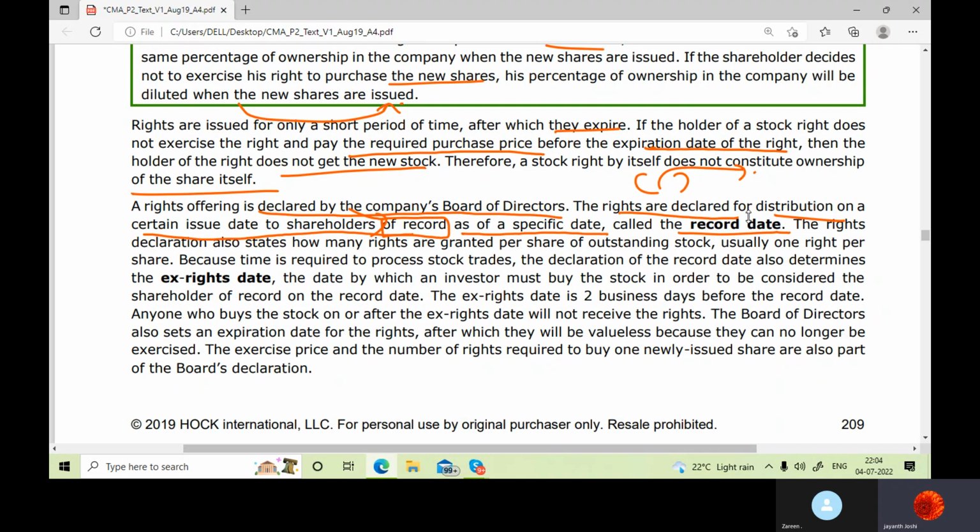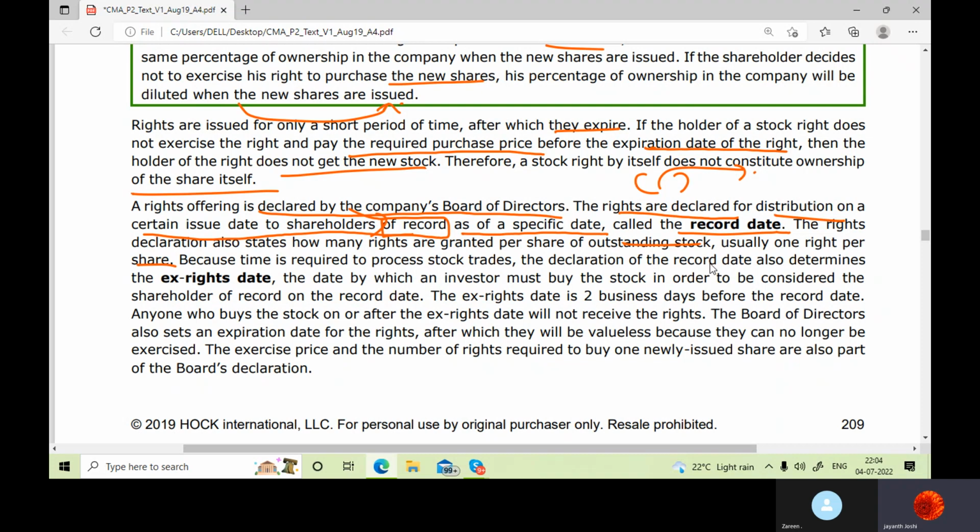Now, the rights declaration also states how many rights are granted per share of outstanding stock. Usually one right per share. Okay, usually one right per share is what everyone gets. Because time is required to process stock trades. Yes, of course, it requires time to process all this trading.